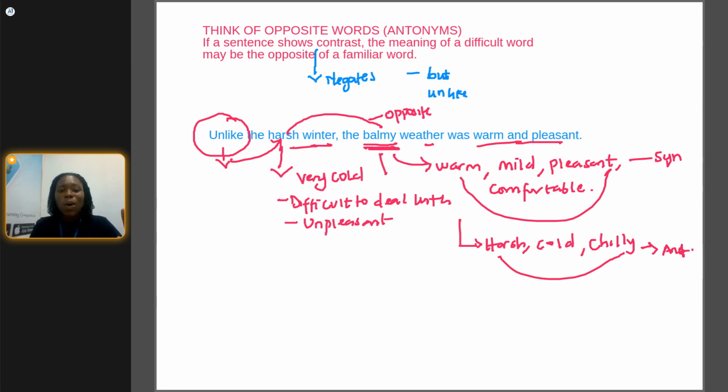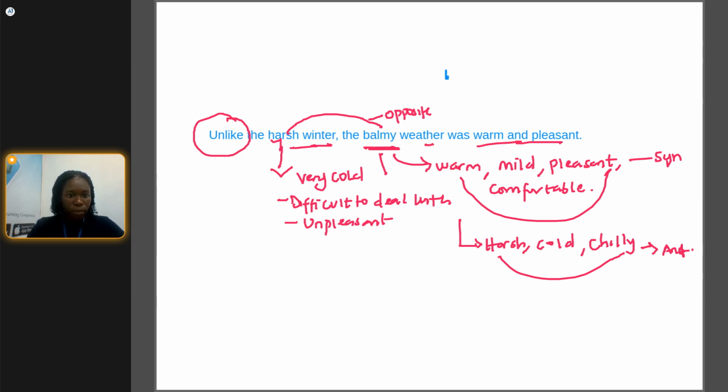thinking of opposite words. Okay, so we're going to look at one UTME past question, and this is from 2017. So I'm going to have to wipe off the board so I can paste the question and we can all see it. All right. Okay, so in 2017, we have this question.